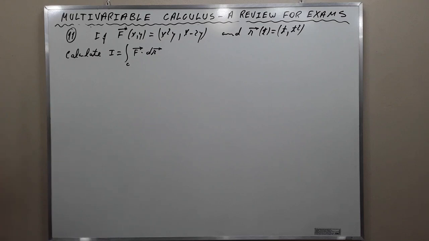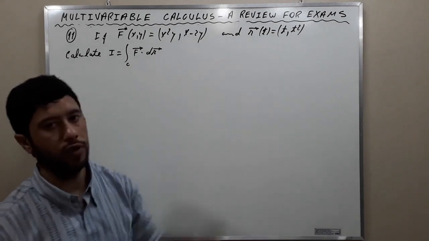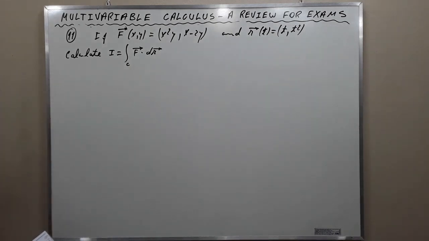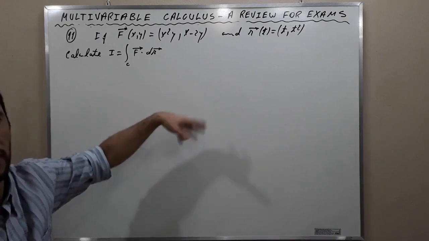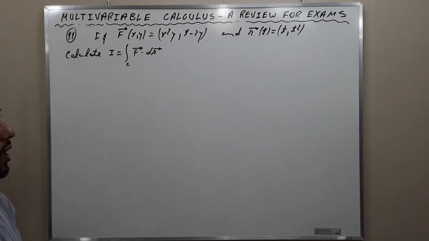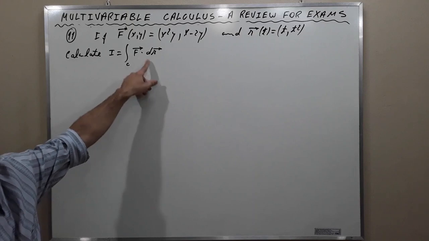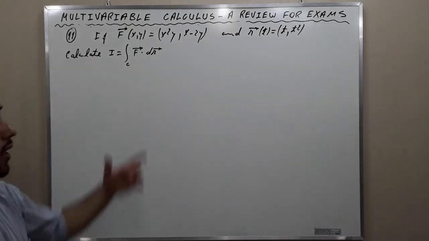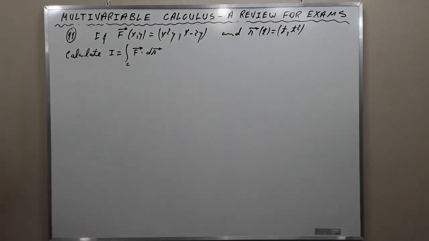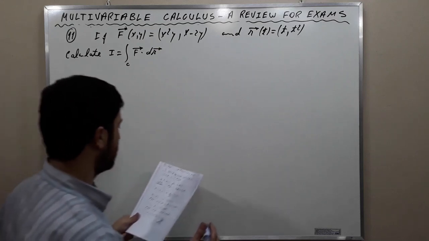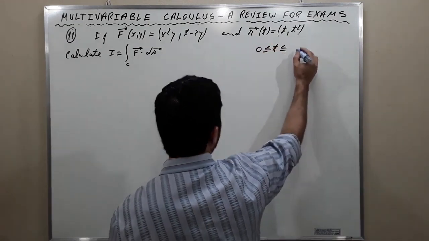If f of x, y is x squared y, x minus 2y, and the curve is t, t squared, calculate the line integral of the function over this curve here, okay? So this is how we are understanding this. We are understanding the function as density of mass in a place, and the curve as delineating a fictitious object. And if we integrate this fictitious object in a place where there is density, it becomes real. It ceases to be fictitious and it becomes real. Then we are going to do this, and the t here varies from 0 to 1.